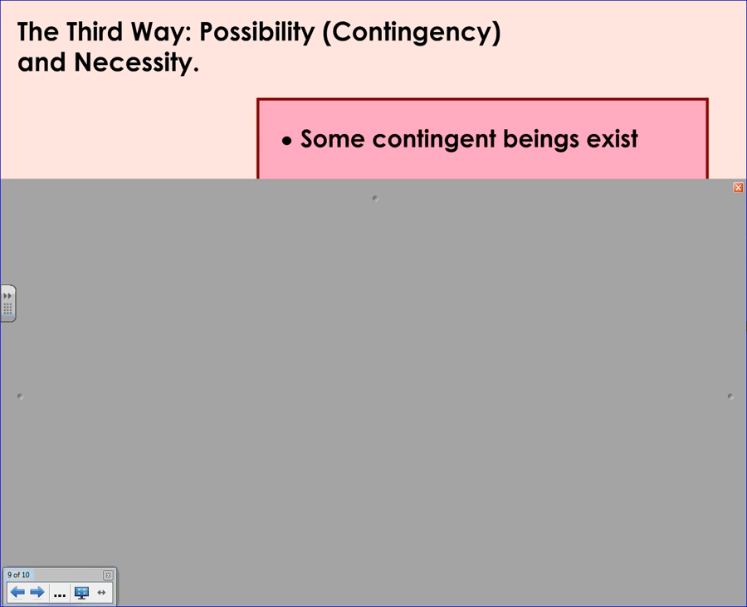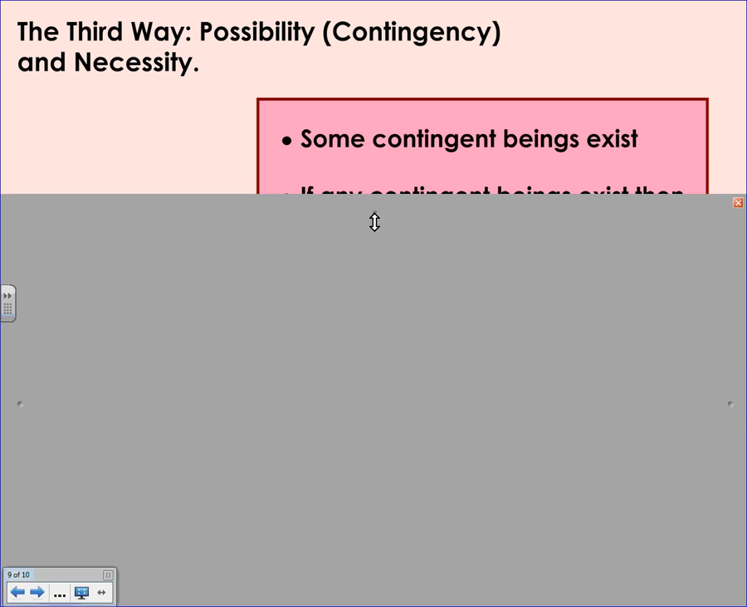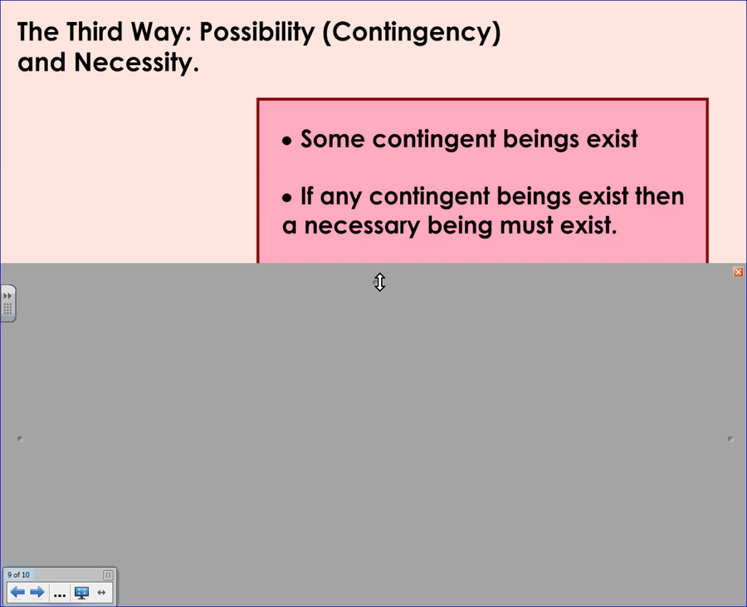So a contingent being will come into being having not existed before, and will go out of existence and not exist again. A contingent being is dependent and is, well, mortal, if you like, is temporary, finite. So we know that within the universe there are some contingent beings, and we can extend that to say that the universe consists of contingent beings.